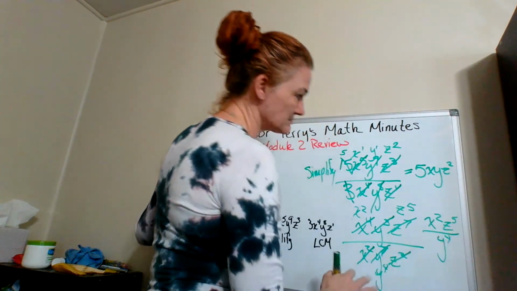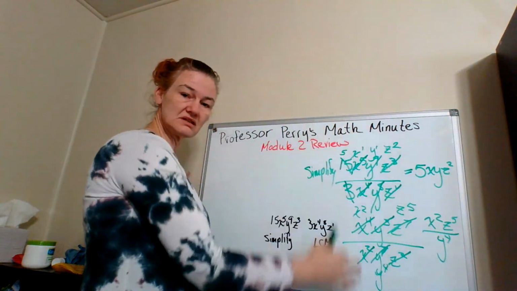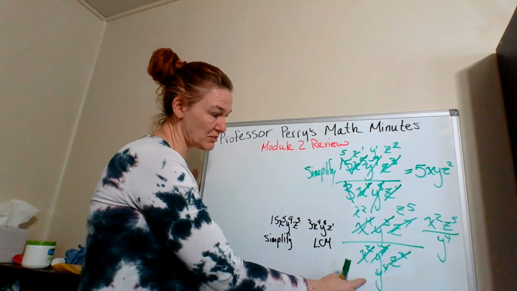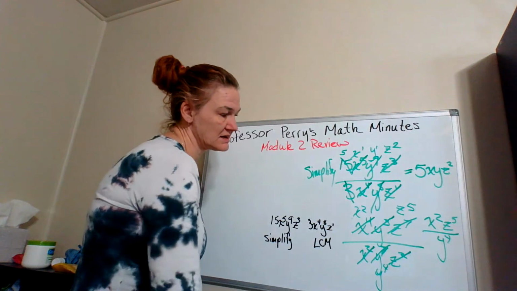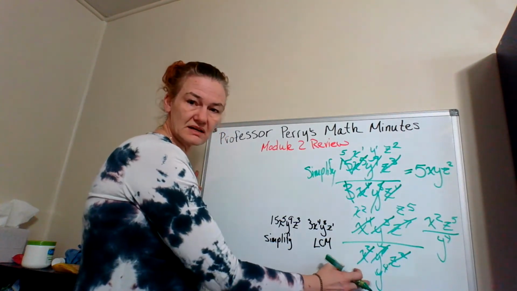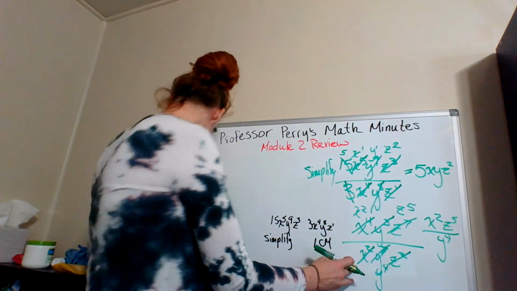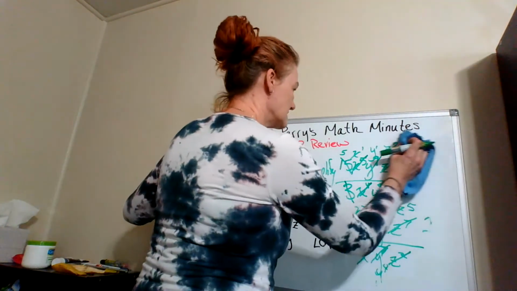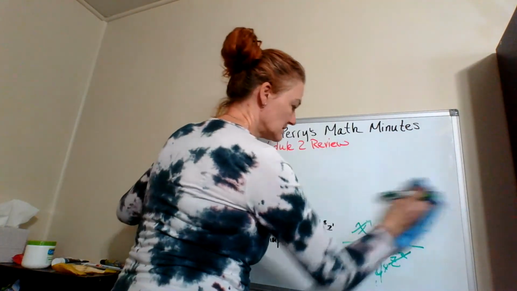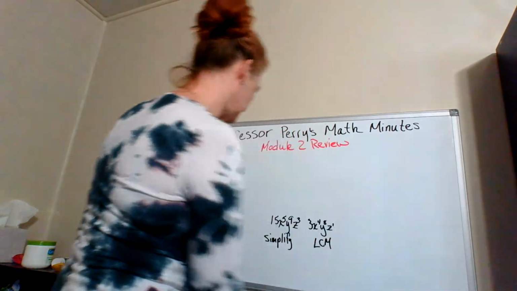So sometimes it won't all cancel to the top. Sometimes you're going to have stuff left at the bottom. So you just subtract them. Whichever one has the largest exponent, that's where it's going to be. That was messy. Okay. Least common multiple.